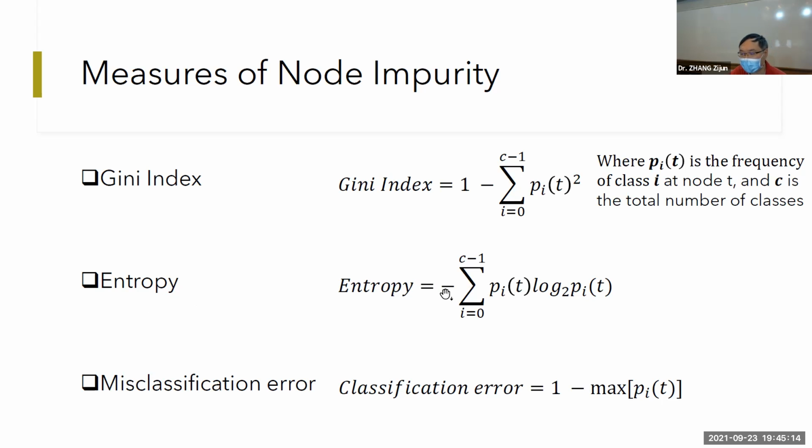The entropy is described as a negative summation from class 0 to c minus 1, that is, over the total number of classes. For each i, we multiply p_i(t) by log base 2 of p_i(t). So this is the entropy. And the misclassification error is a very simple description: 1 minus max p_i(t), the maximum value of the frequency of class i at node t, the largest probability.